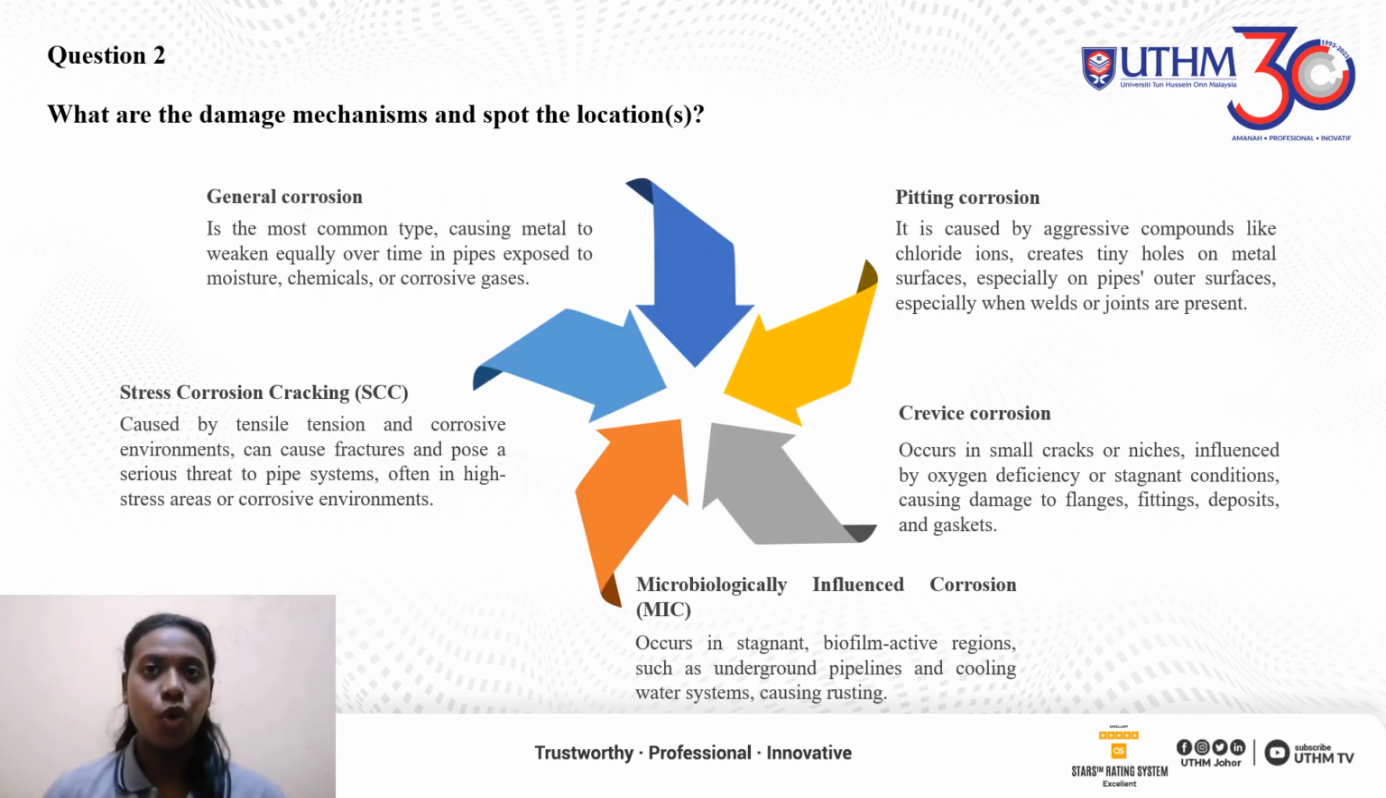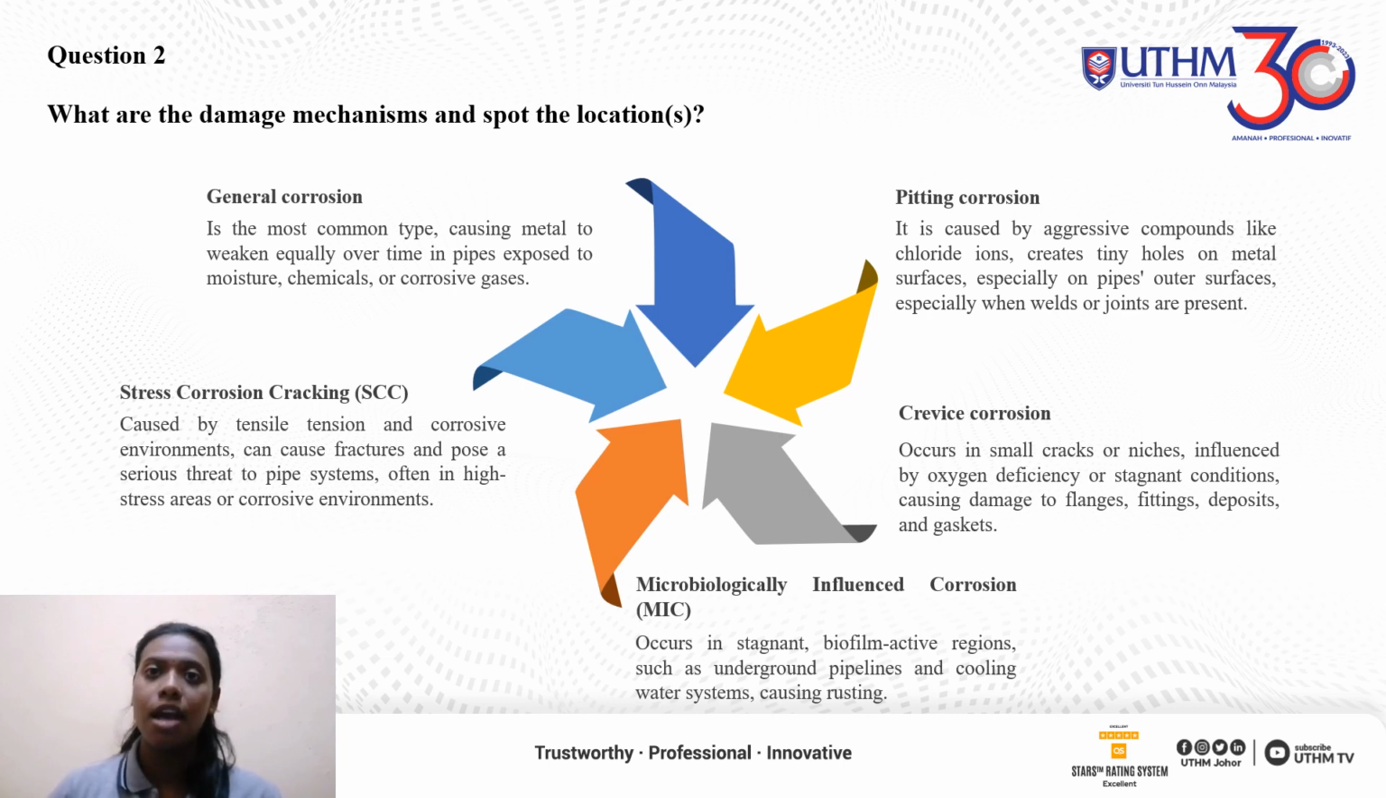Moving to question number 2, what are the damage mechanisms and spot locations? Corrosion types such as general corrosion, pitting corrosion, stress corrosion cracking (SCC), crevice corrosion, and microbiologically influenced corrosion (MIC) have been diagnosed. General corrosion is the most common type, causing metal to weaken equally over time in pipes exposed to moisture, chemicals or corrosive gases.